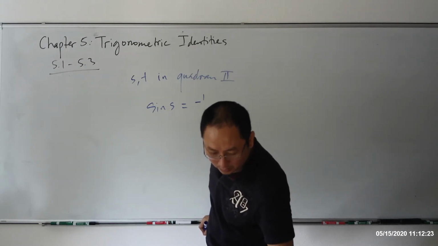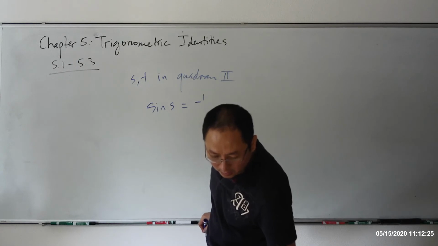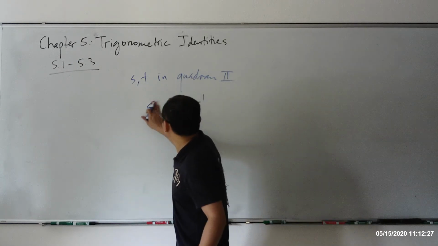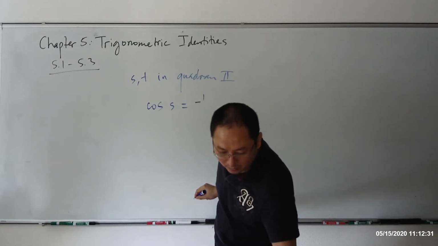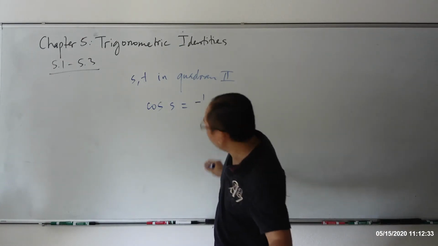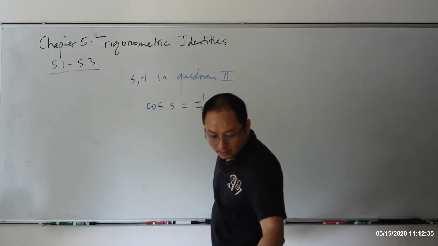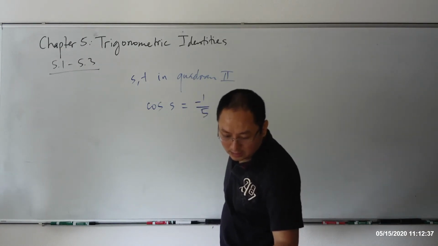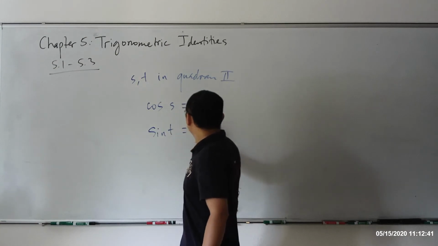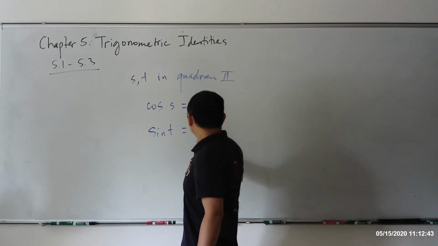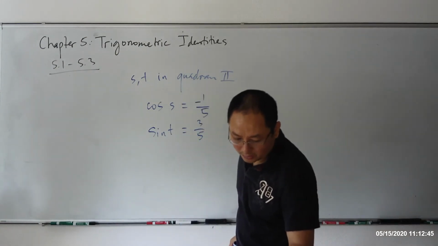Oh, I copied it wrong. Cosine S is negative 1/5. Negative 1 over 5. And then sine T is equal to 3/5. Make sure that I copy it right.